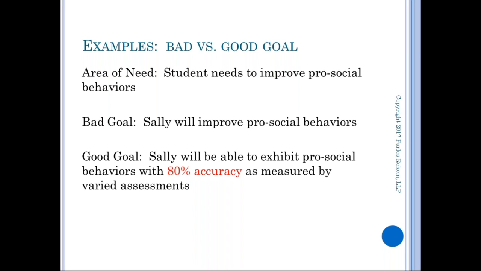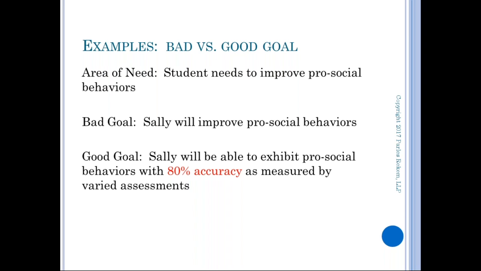So students need to improve pro-social behaviors. Just an FYI, pro-social behaviors really talk about the ability of a student to share, to help, to show acts of kindness, to work with others to reach a goal. So that's a pro-social behavior. So here, bad goal: Sally will improve pro-social behaviors. A good goal is Sally will be able to exhibit pro-social behaviors with 80% accuracy as measured by varied assessments.